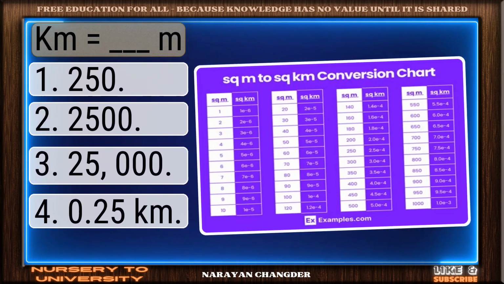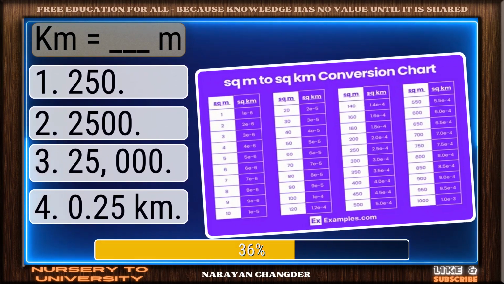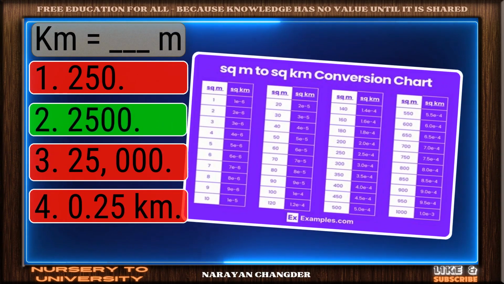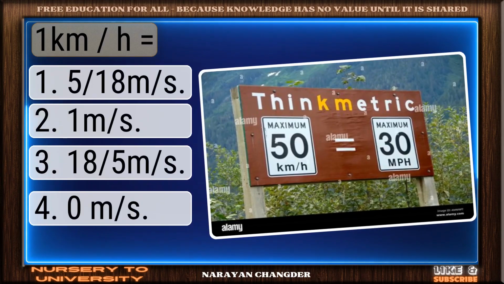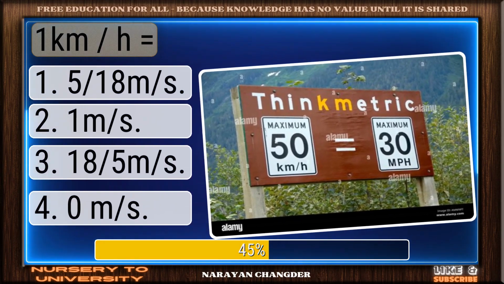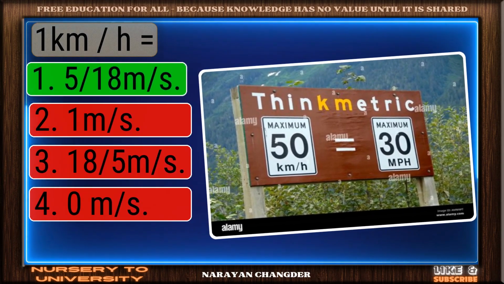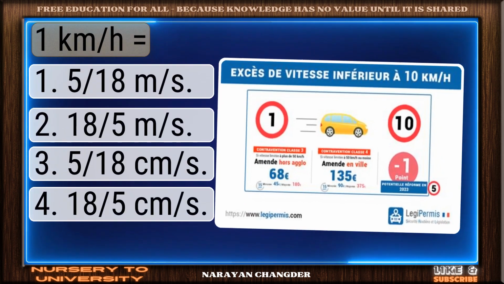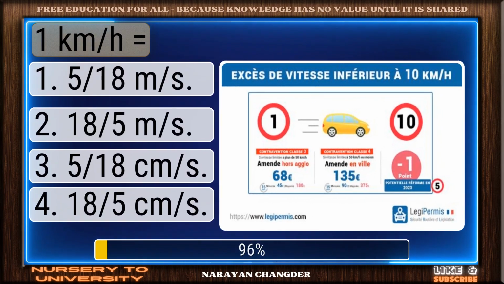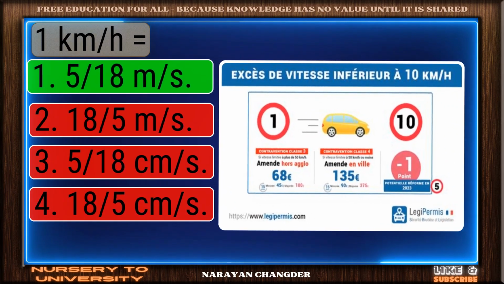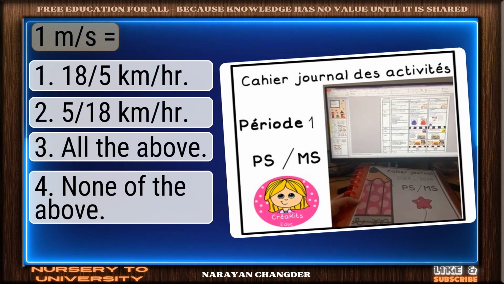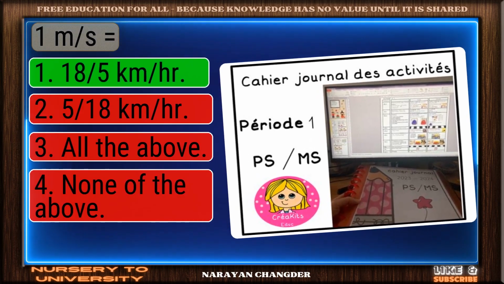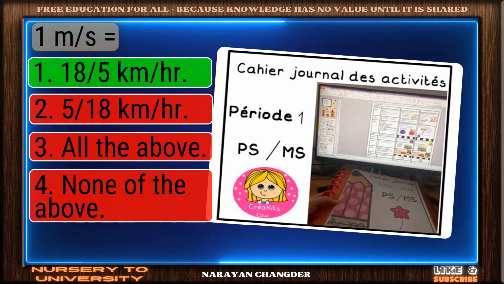Question number 297. 2.5 km equal to dash m. Sharp thinking. 2500 is the right choice. Question number 298. 1 km/h equal to. Well reasoned. 5/18 m/s is the correct choice. Question number 299. 1 m/s equal to. Smart pick. 18/5 km/h is the correct choice. Question number 300. 1 is equal to. Great thinking. 18.5 is the right choice.